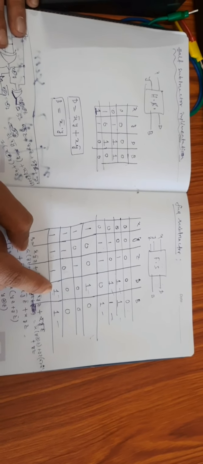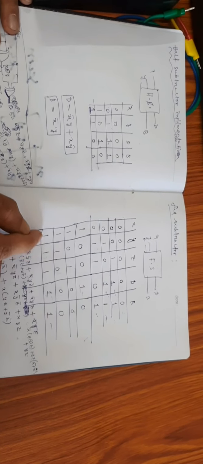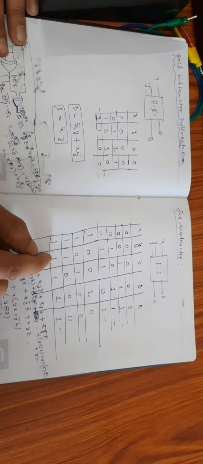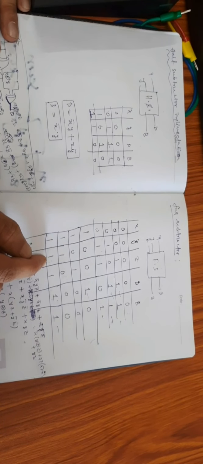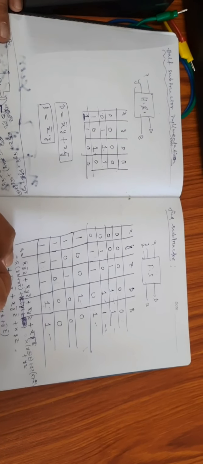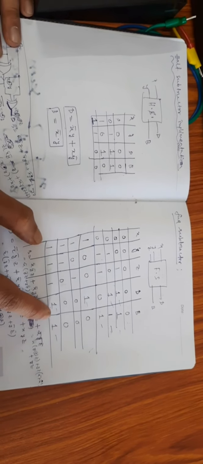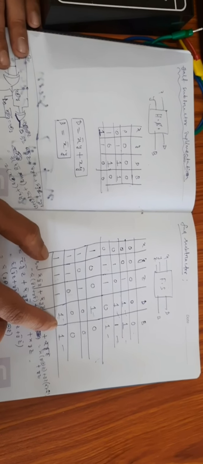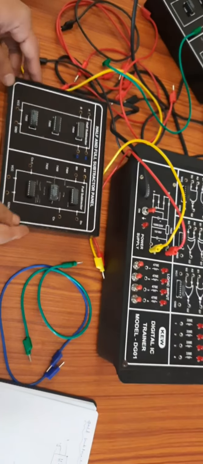But why is the difference 1? What is the difference between 1 and 1? 0 is the difference. And if you again calculate the difference between 0 and 1, then 1 is the difference between 0 and 1. That's why the truth table will look like this. So now let's verify this truth table with the help of the circuit trainer kit.